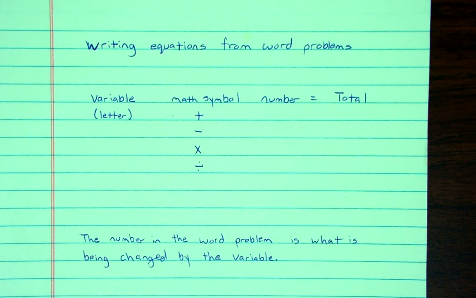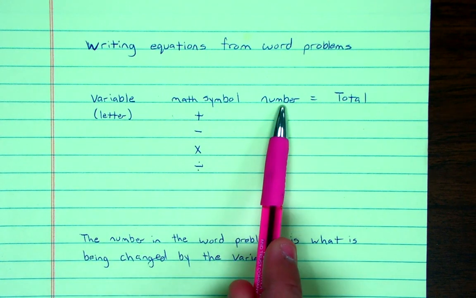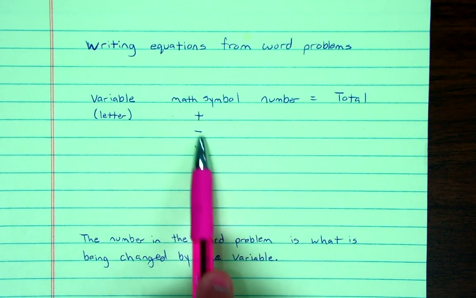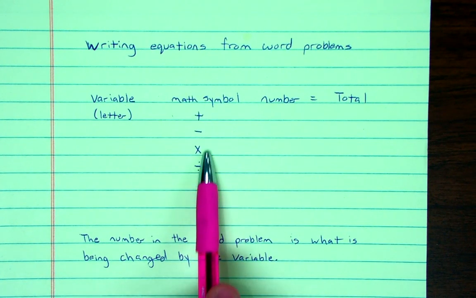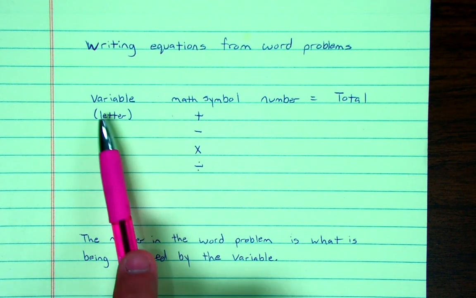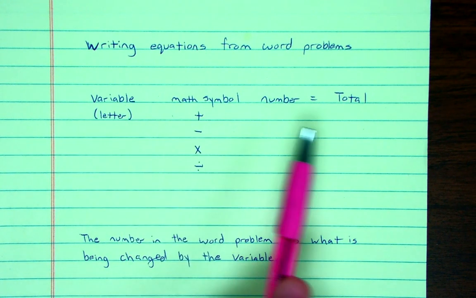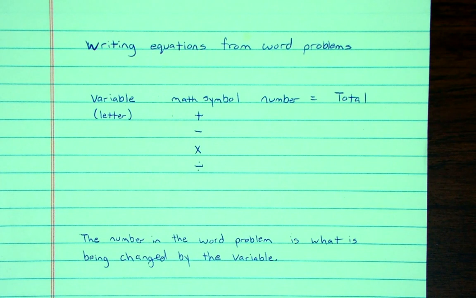Now, I liked what Miss Burnett also told me that y'all are doing in science. It's the same thing as math. The number in the word problem is being changed. One of the math symbols is changing the variable, so it's actually going to be changing this, which changes the total. So what y'all are doing in science is relating to what you're doing in math. Yay! Alright, so let's go ahead and get started here.